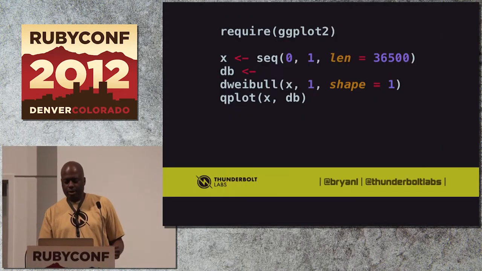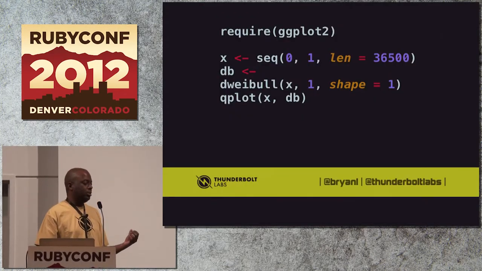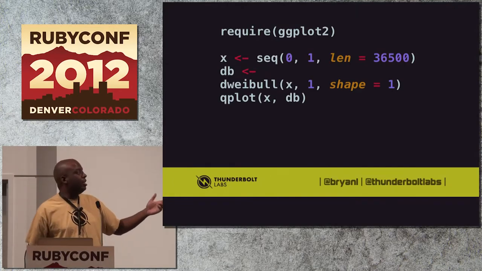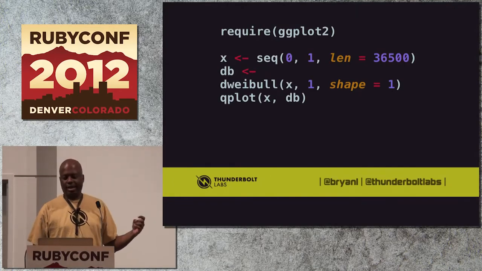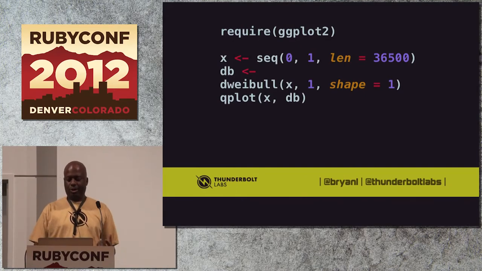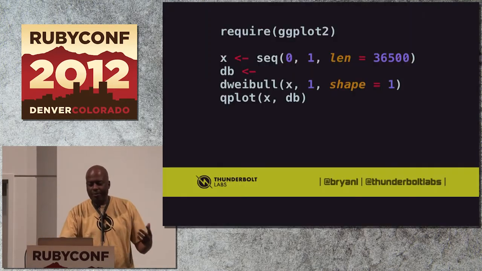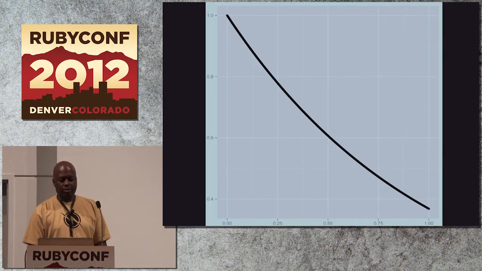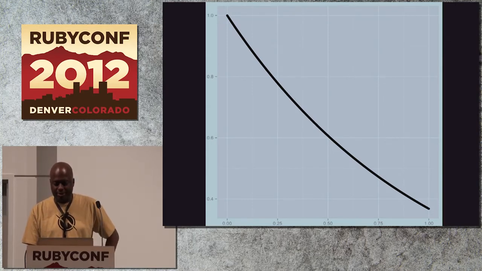Moving on, there are also other types of distributions. There's a whole list of them, and this one is a Weibull. I only put this in the slides because I like how Weibull sounds. Weibull with shape 1 generates a graph that looks like this. So how is this useful? Someone told me a few minutes ago what this is useful for, and I already forgot. Just know that you can do this.